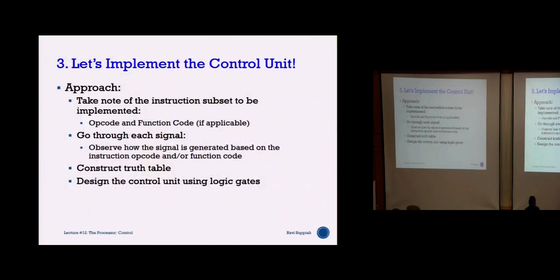What we need to do is look at the opcode, because the opcode gives us an idea of the type of instruction that we have. And for an R-type instruction, we also have the last 6 bits, which is the function field. So looking at the opcode and the function field, we can decide how these control signals should be set.